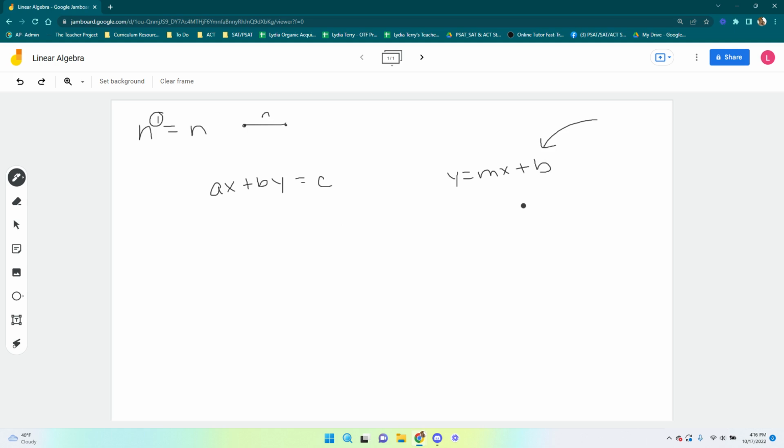Y equals mx plus b is the slope-intercept form of the line. This has parameters. You can look at the slope-intercept form and know quickly, if you understand what m and b mean, what the line looks like. So m is the slope.